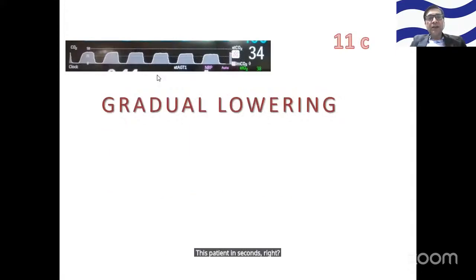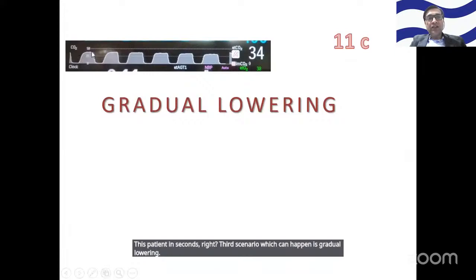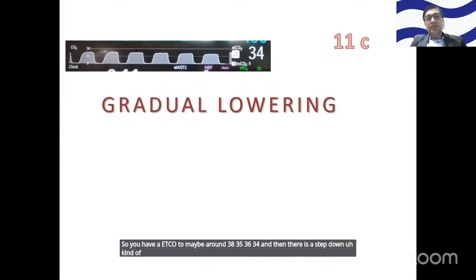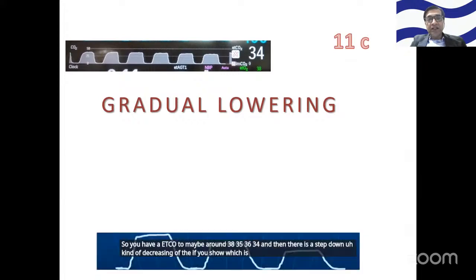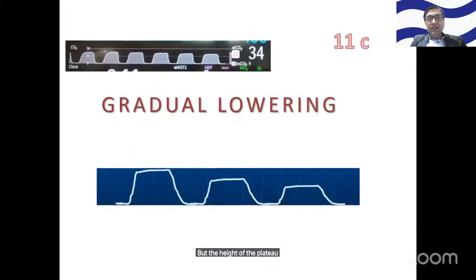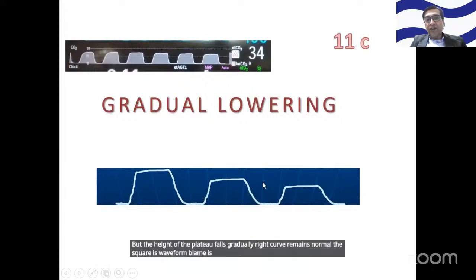Third scenario which can happen is gradual lowering. So you have an EtCO2 maybe around 38, 35, 36, 34, and then there is a step down kind of decreasing of the EtCO2 which is happening. So your curve retains its normal shape, but the height of the plateau falls gradually, right? Curve remains normal, the squarish waveform remains normal, but the plateau is a little deepening kind of thing.